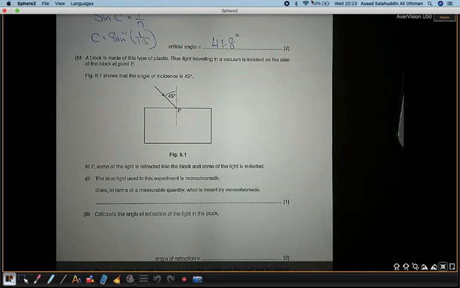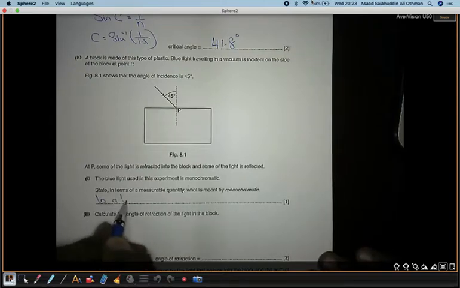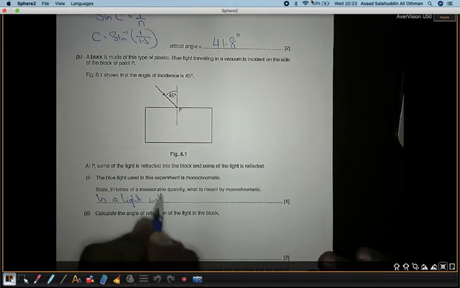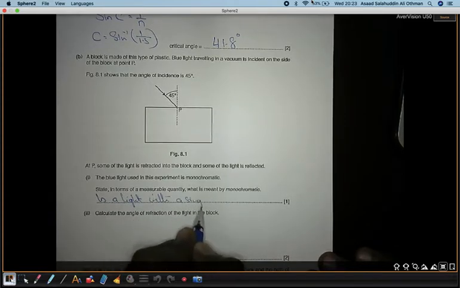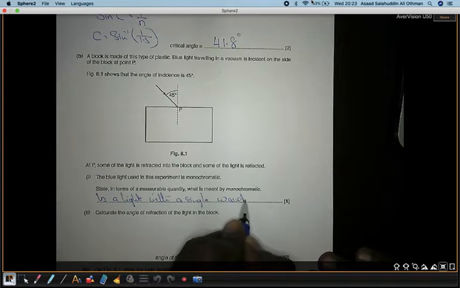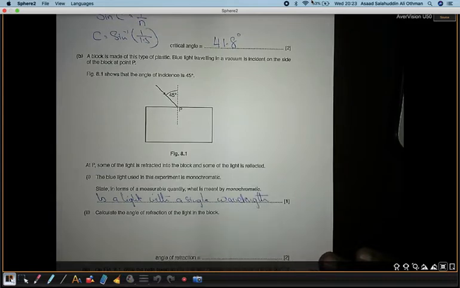Moving on to the next question, it says that at P some of the light is refracted and some of the light is reflected. The blue light used in this experiment is monochromatic. State in terms of measurable quantity what is meant by monochromatic. So monochromatic is a light with a single wavelength. Okay, we say wavelength because wavelength is a measurable quantity. We can say frequency, but we cannot say color.